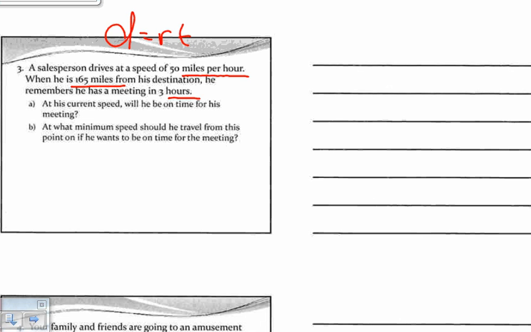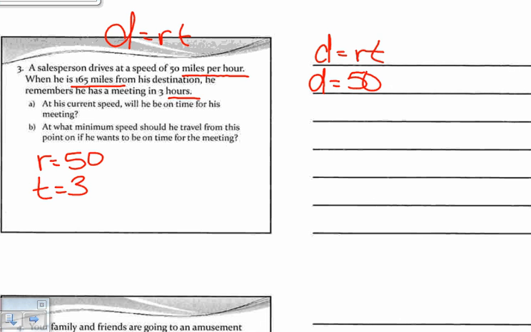I know here that he's driving at a rate of 50 miles per hour. I also know that all he has is 3 hours to get to his destination. So let's use our formula to see how far he can get driving 50 miles an hour for 3 hours. So here's our formula again. So distance equals, my rate is 50, and my time is 3. So when I take 50 times 3, I get 150 miles.